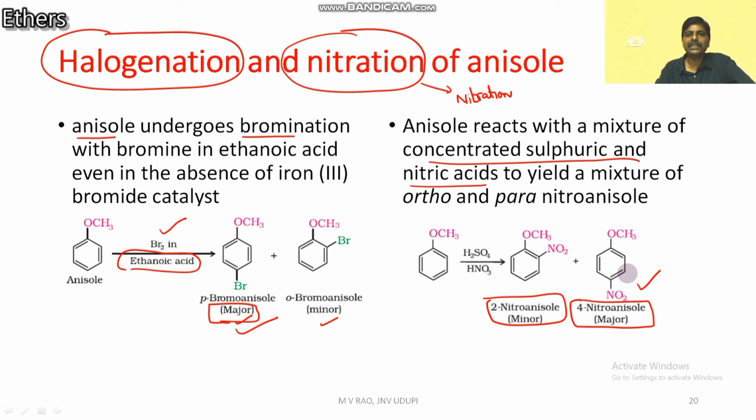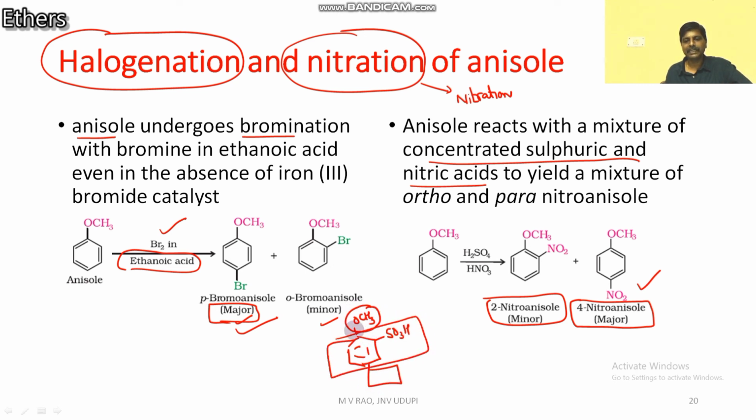Similarly, in sulfonation you will get anisole OCH3 with SO3H. It is ortho product, ortho-methoxybenzene sulfonic acid. Similarly, one more product is para-methoxybenzene sulfonic acid. So these are the electrophilic substitution reactions of anisole.